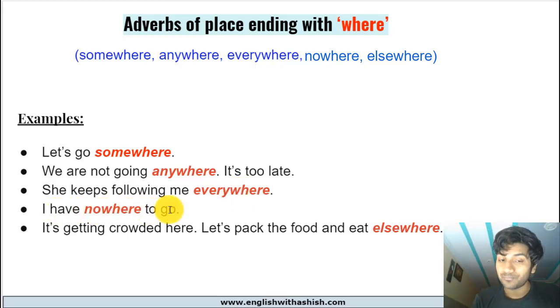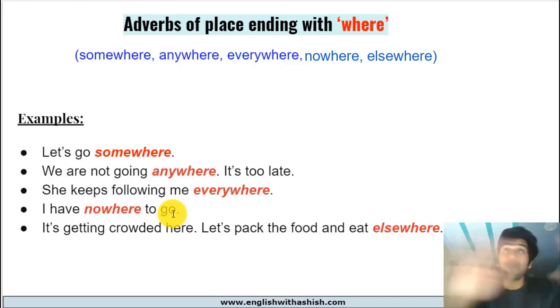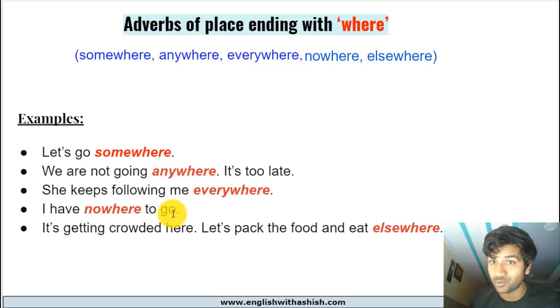I have nowhere to go. Where to go? Nowhere. So nowhere is used in a positive sentence. Understand this: it's used in a positive sentence, but it gives a negative connotation. Nowhere, no place. I have no place to go. We have nowhere to go.